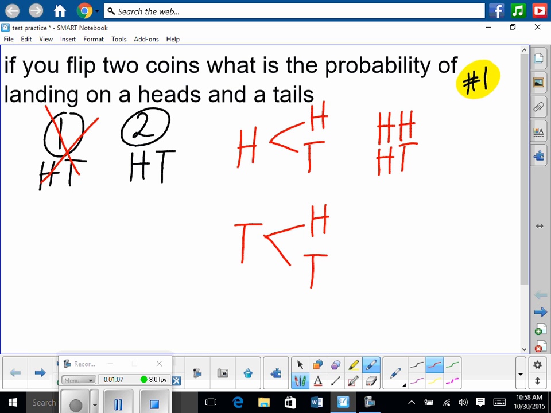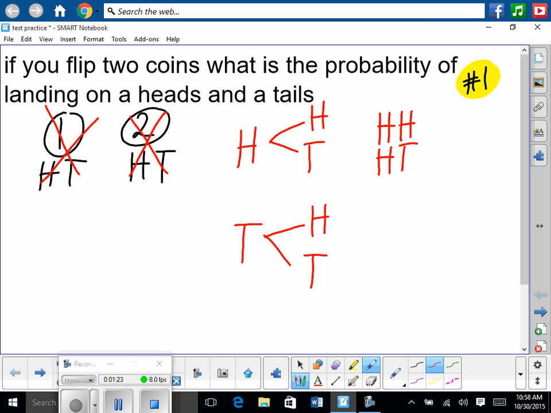Now, this is only 2 coins. So now we've listed our 2 coins. A lot of you went out and did 3 coins. You did another heads and tails. But that would not be true for this one. On the test review, we had 3 coins. This one's just 2 coins. So this is where you'd stop.